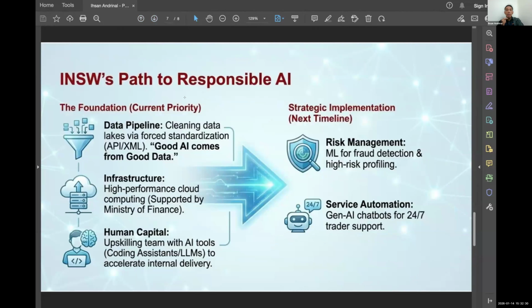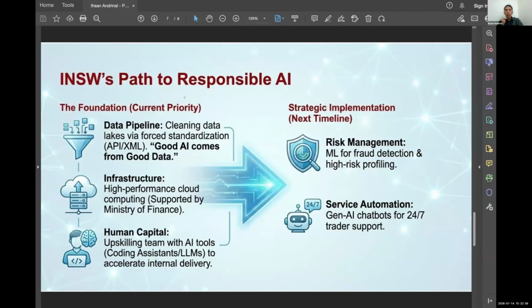Moving forward to AI, Indonesia Single Window has mapped our AI journey into two distinct phases to ensure we don't just follow the hype. The first phase is the foundation. This is our current priority. And the core is the data pipeline. This is the most important thing: forcing the standardization through API XML to ensure clean data lakes.